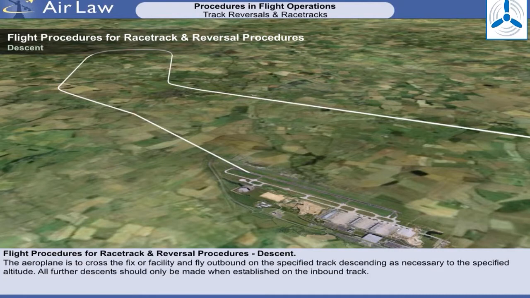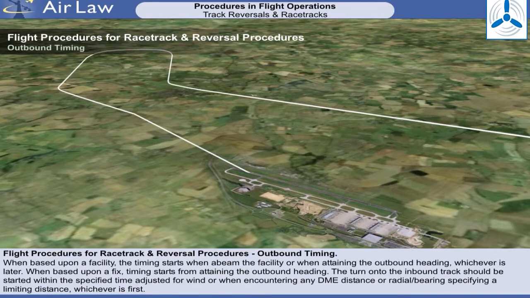Descent. The aeroplane is to cross the fix or facility and fly outbound on the specified track, descending as necessary to the specified altitude. All further descents should only be made when established on the inbound track. For reasons of safety, all turns are level turns.